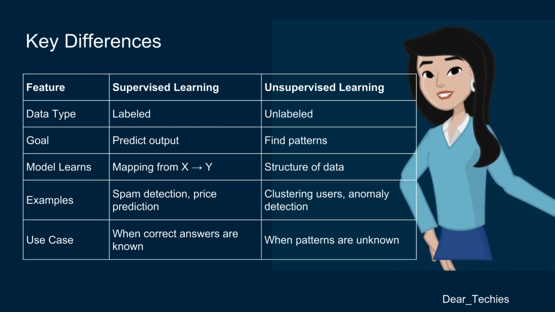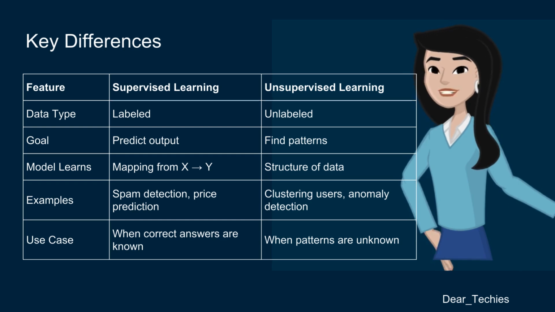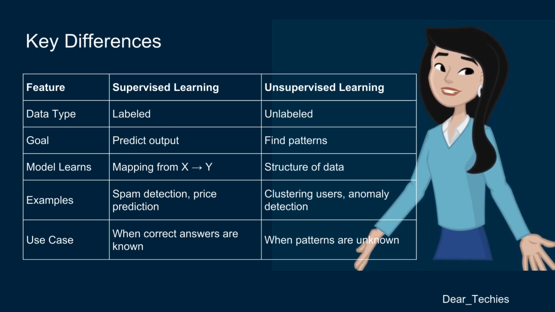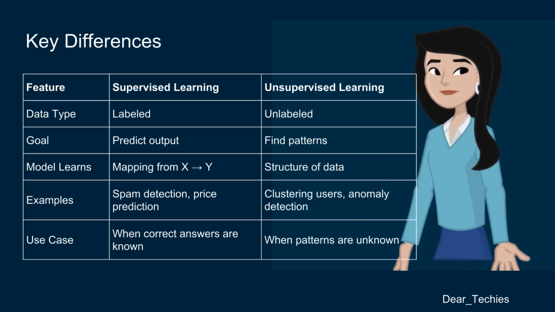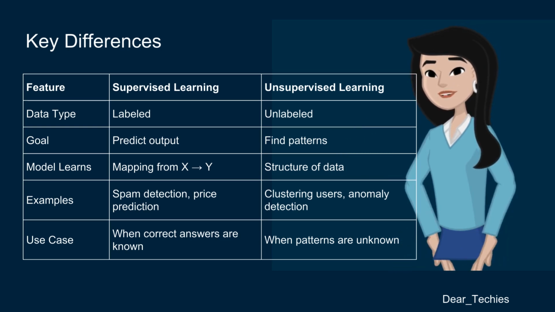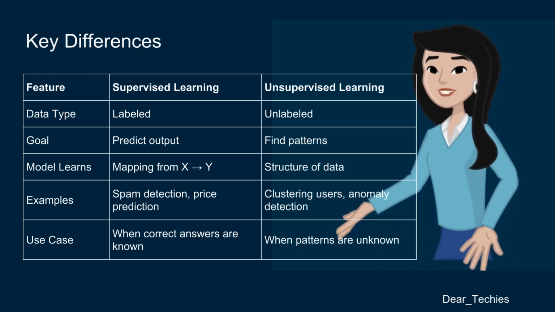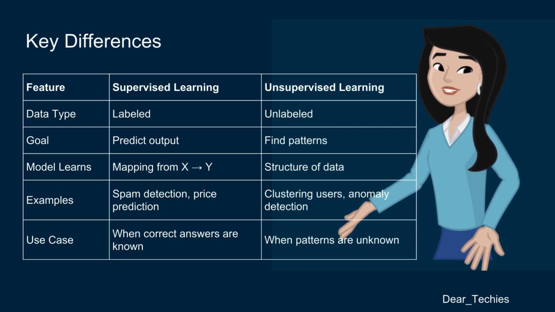Now look at what the model is actually learning. Supervised learning maps X to Y, from input to the right answer. Unsupervised learning learns the structure of the data, what is similar, what is different, what naturally forms a group.